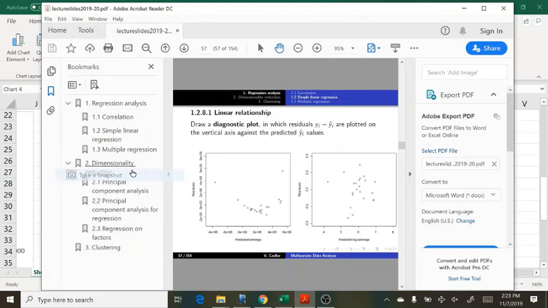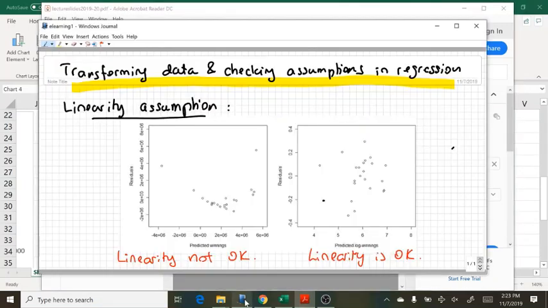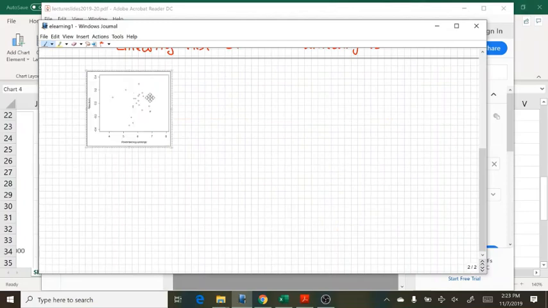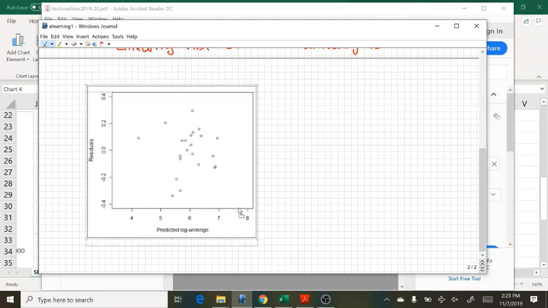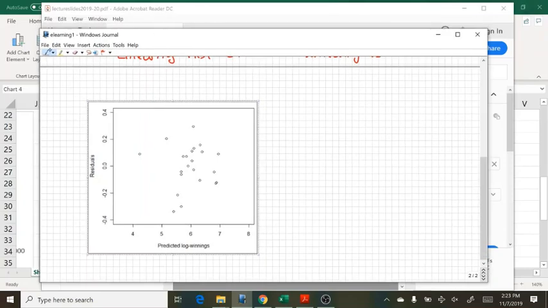So this one, I will take a snapshot of this one. I think it's nice enough. And here it is. I will report it here. So this time I want to check the homoscedasticity, whether the variance of the error terms is the same, right? So this is for homoscedasticity.